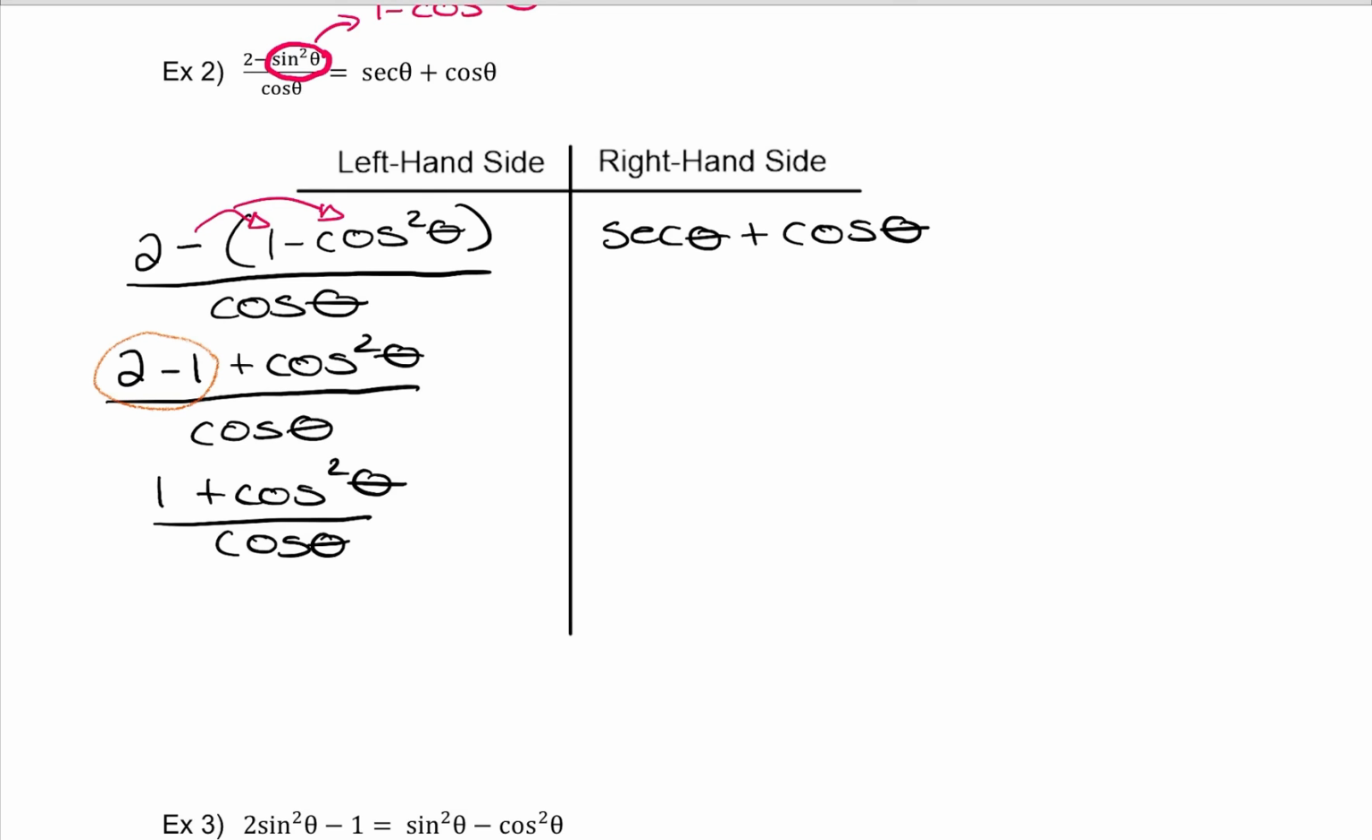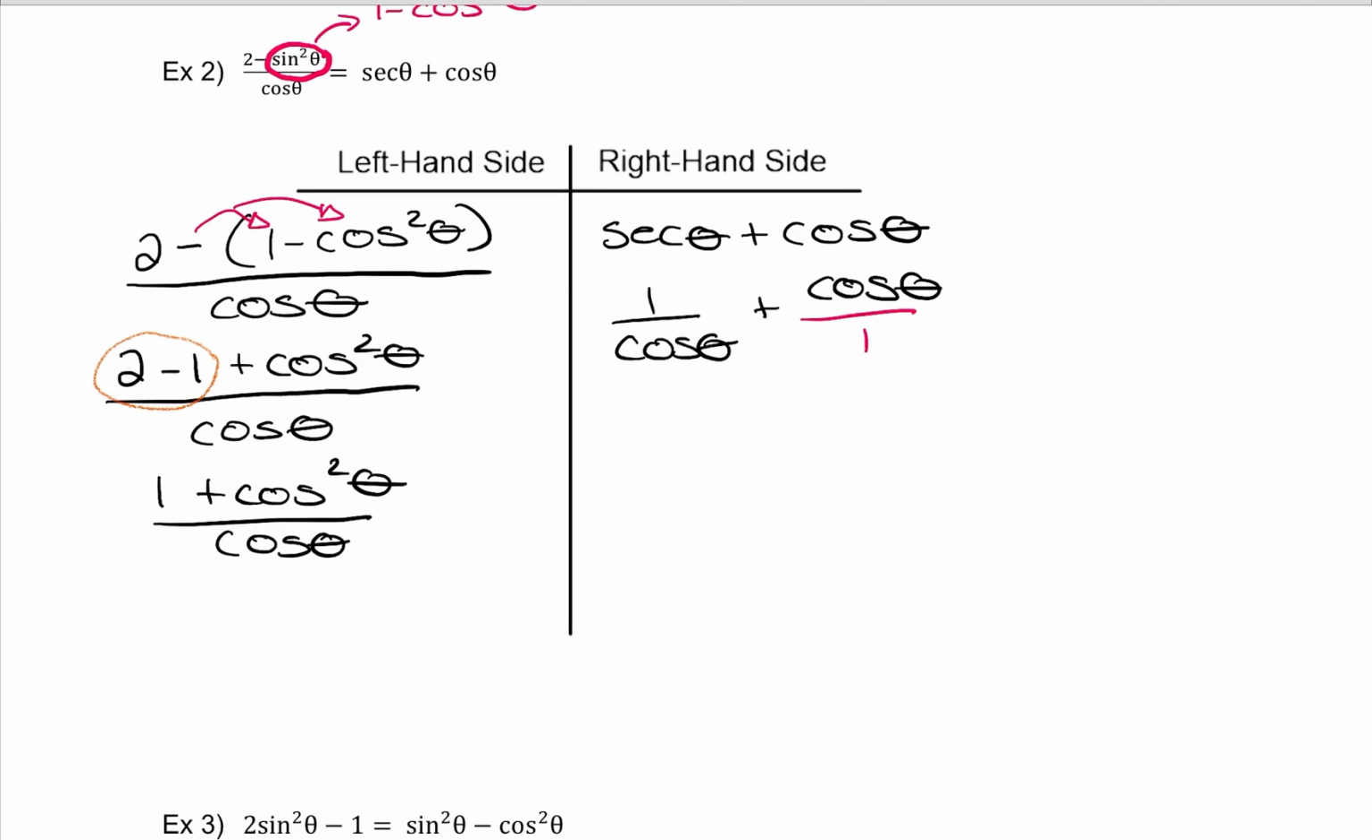Okay. I can change secant theta to 1 over cos theta, and I can keep that cos theta the same. Keep in mind that cos theta is technically over 1. Okay, and you can kind of look back and forth between your left side and your right side. Your end game is that you're trying to make them the same. So I can see that on the left-hand side, everything is over cos theta. So what can I do to the right-hand side to make that the same?